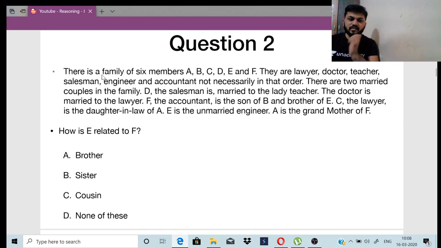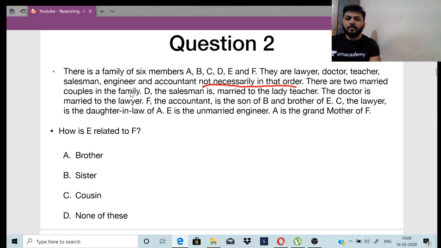Right? Yes. There is a family of 6 members, A, B, C, D, E, and F. They are lawyer, doctor, teacher, salesman, engineer, and accountant, and not necessarily in this order. So one of them is a lawyer, one a doctor, teacher, salesman, engineer, and accountant. They are not necessarily in this order.